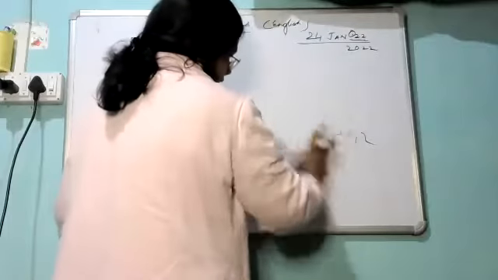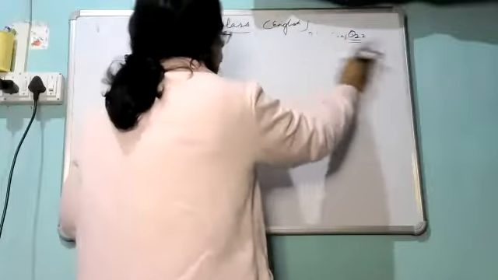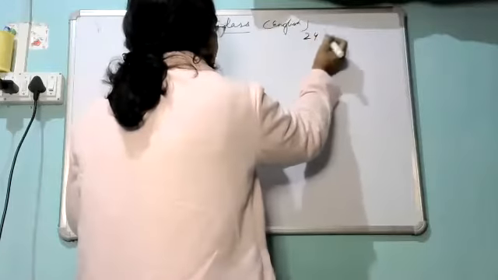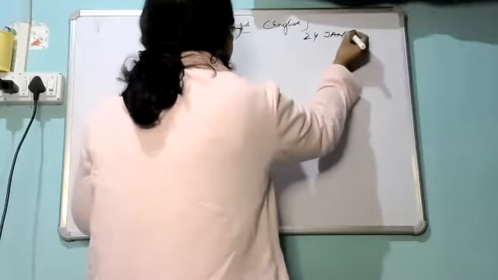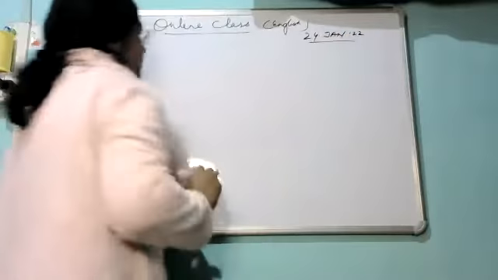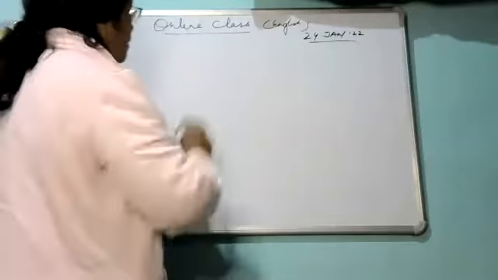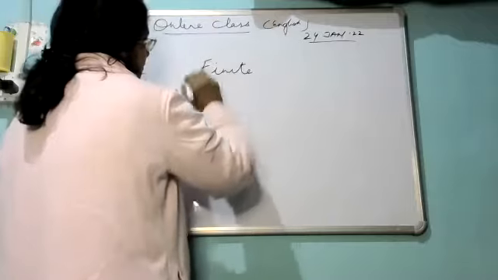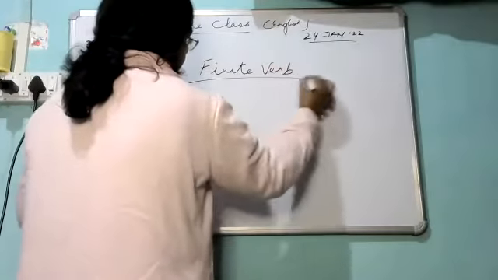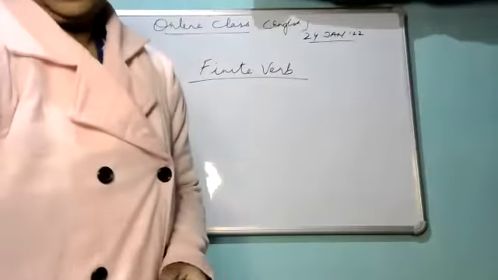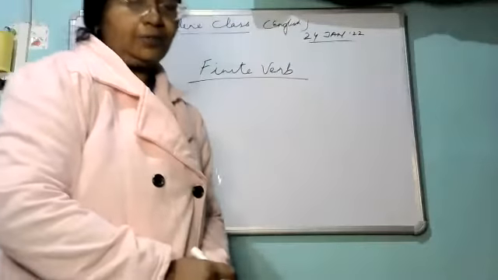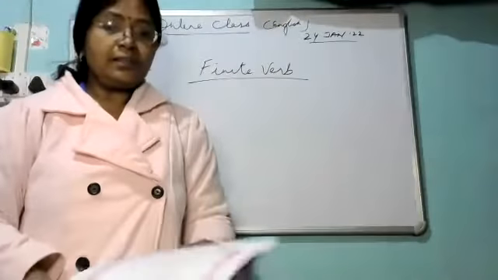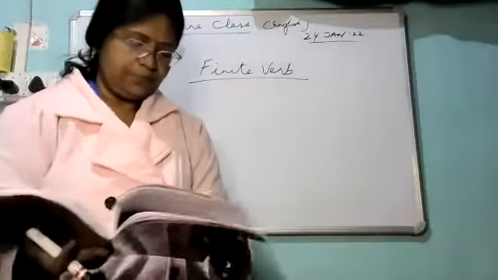We are going to do revision of subject verb. Sorry, I have dropped the date also. 24 Jan 22. Subject verb agreement means finite verb. Can we say subject verb agreement as finite verbs? Yes, ma'am. Yes, because the subject should agree with the verb.